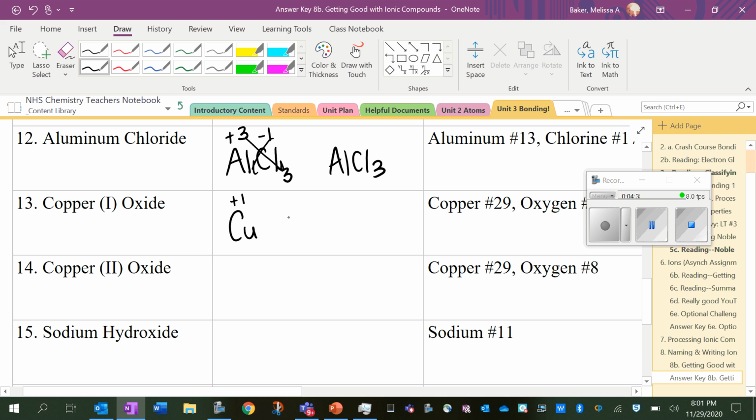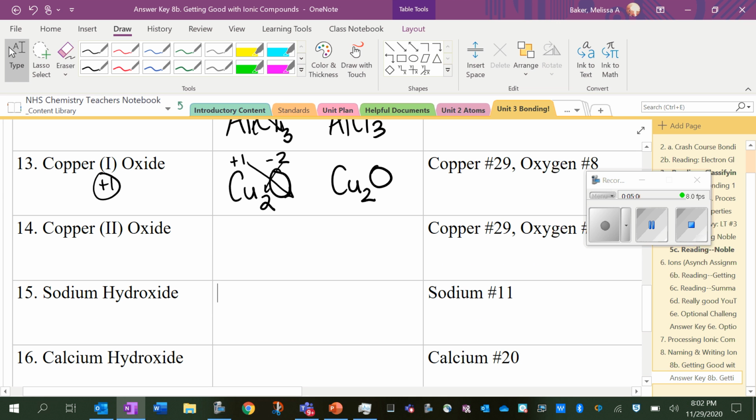Copper has a +1 charge. Oxygen has a -2. We knew that copper had a +1 charge because it literally just told us. It's a transition metal, so it has to tell us with a Roman numeral. So when we crisscross these, it's just Cu2O. We don't have to write the 1 because we're writing one atom. So we know that it's a 1.